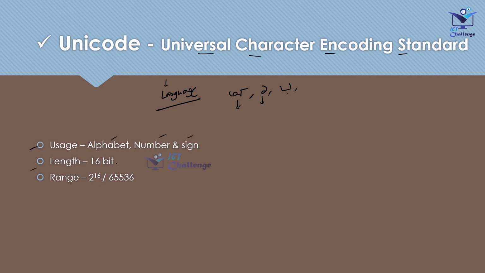So the length is 16-bit. They also need more bits because they have a lot of languages, so a lot of alphabets, numbers and signs. That's why they need more bits. So the length is 16-bit and the range is 2 to the power 16, because we are using 0 and 1 here. That means 2 for binary and the range is 16-bit. So 2 to the power 16 gives you 65,536 different numbers, and those numbers are used for different alphabets, numbers and signs.